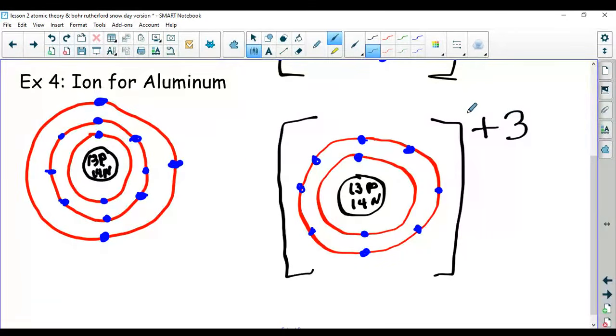I know it seems strange that you lost something and became positive, but remember, it's just the balance between negative electrons, which are the only things you can get rid of or add, and the positive protons in the nucleus.